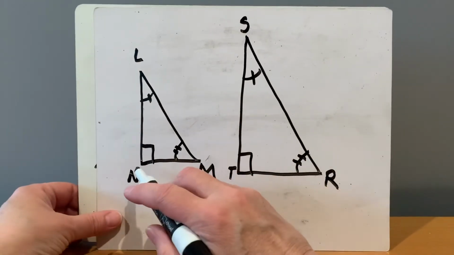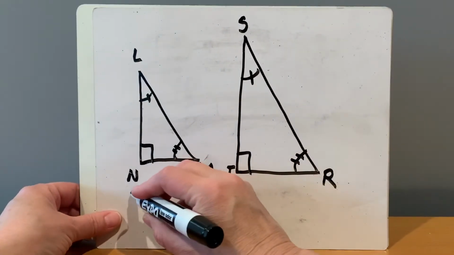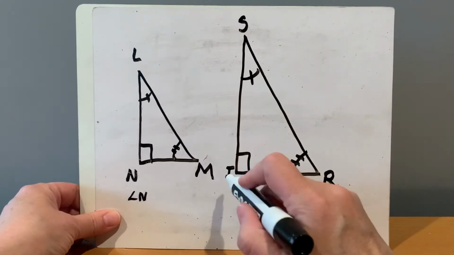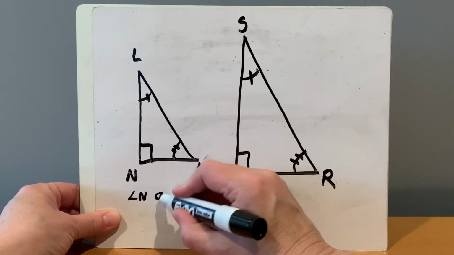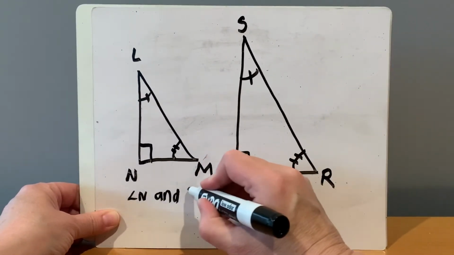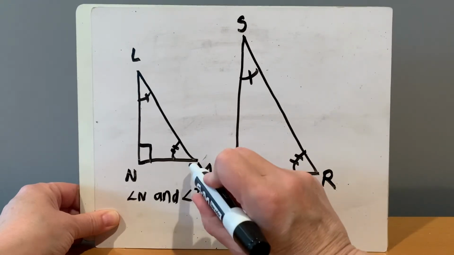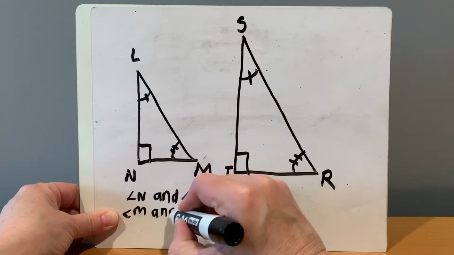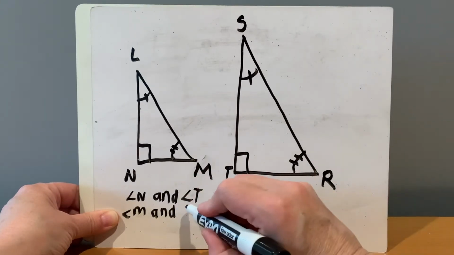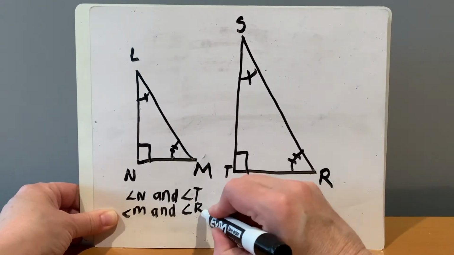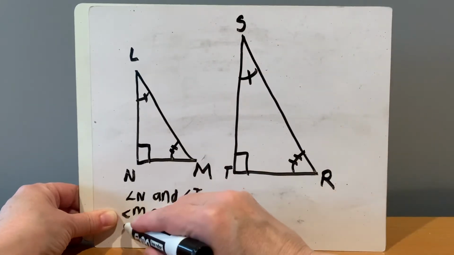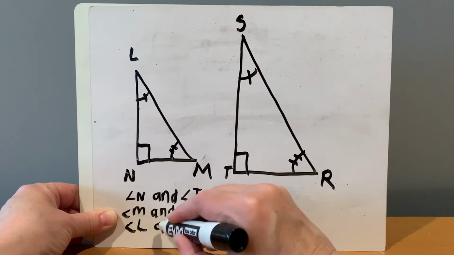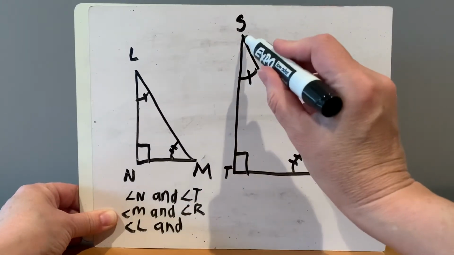If we look, angle N corresponds to angle T. Angle M corresponds to angle R. Angle L corresponds to angle S.